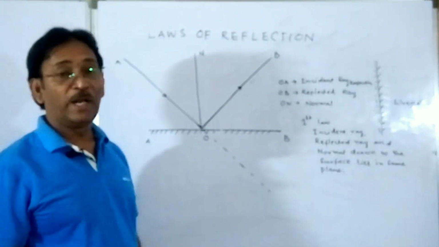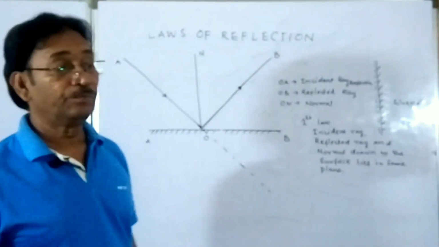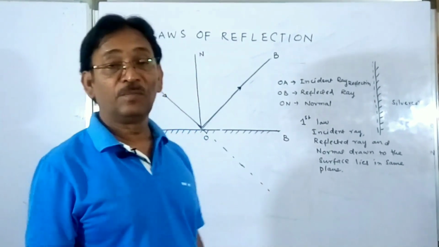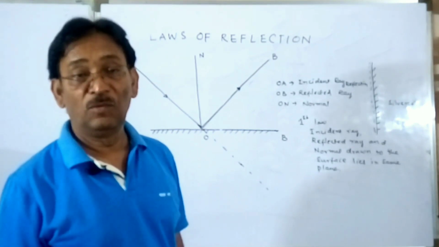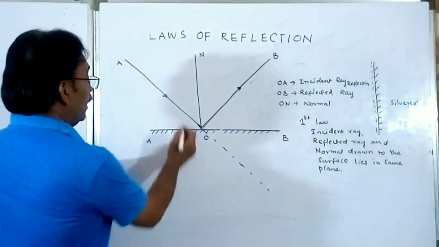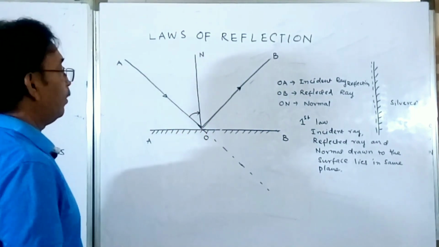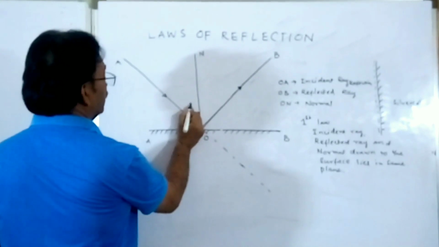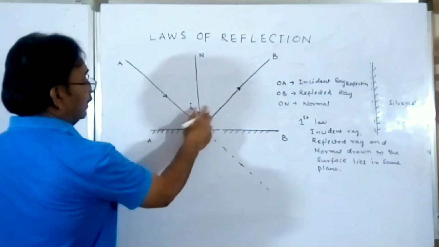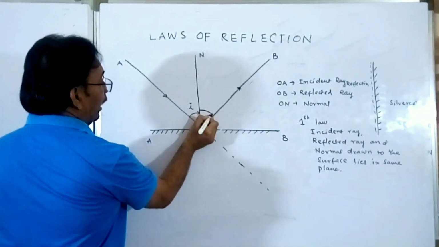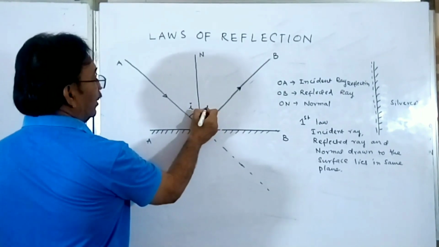And we are going to learn about the second law. The second law can be stated like this. For a regular or an irregular reflection, the angle of incidence is always equal to the angle of reflection. The angle between the incident ray and the normal is the angle of incidence, I. The angle between the normal and the reflected ray is the angle of reflection, R.